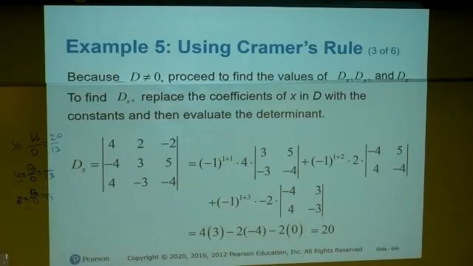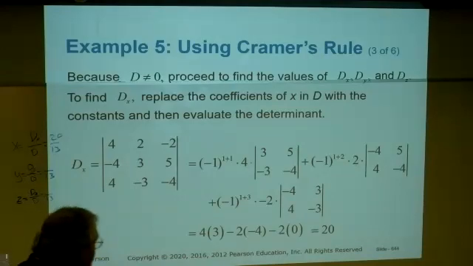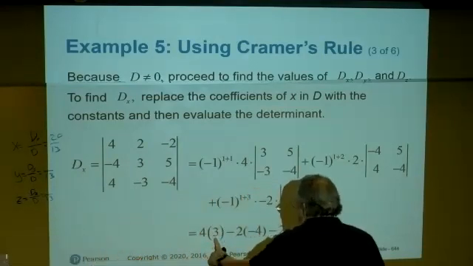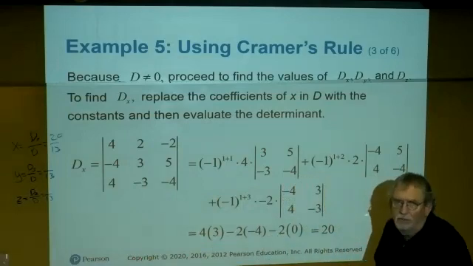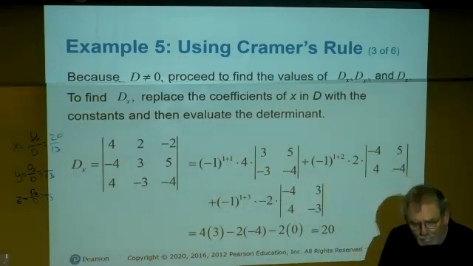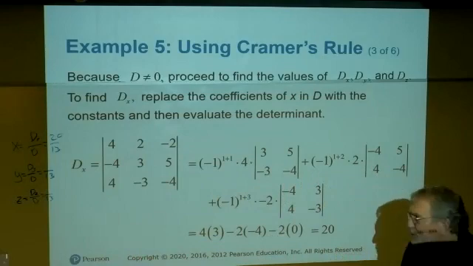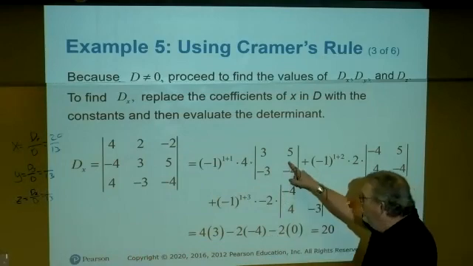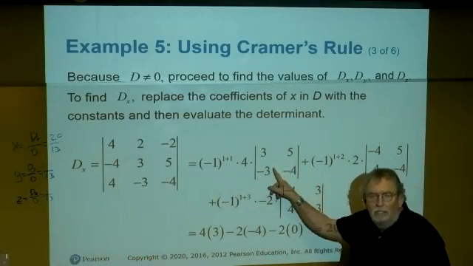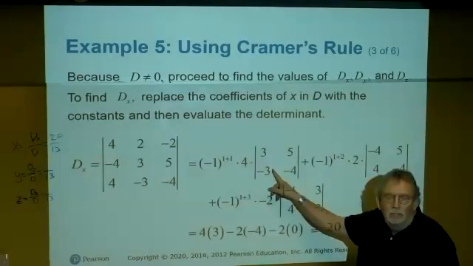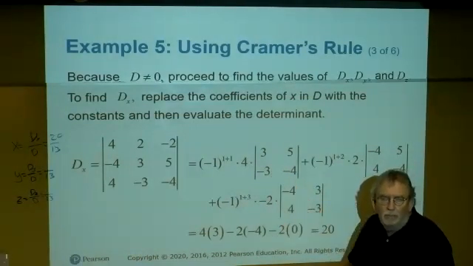So I need to see what happened. So if you don't get a 3 here, I cannot automatically assume that it's an arithmetic error. It may be a systemic error. How you're finding this determinant here might be wrong. And so you might lose more points because of that.